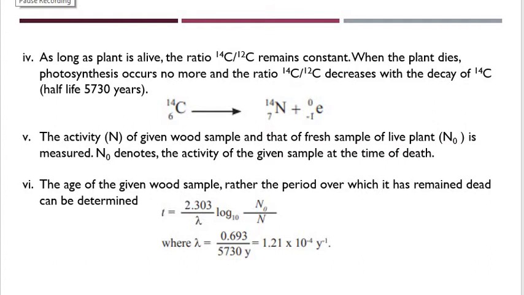The activity N of given wood sample and that of fresh sample of live plant is measured. N0 denotes the activity of the given sample at the time of the death, and the age of given sample, or rather period which it remained dead, can be determined by the formula T is equal to 2.303 upon lambda log base 10 N0 upon N. By this we used to determine the decay constant.